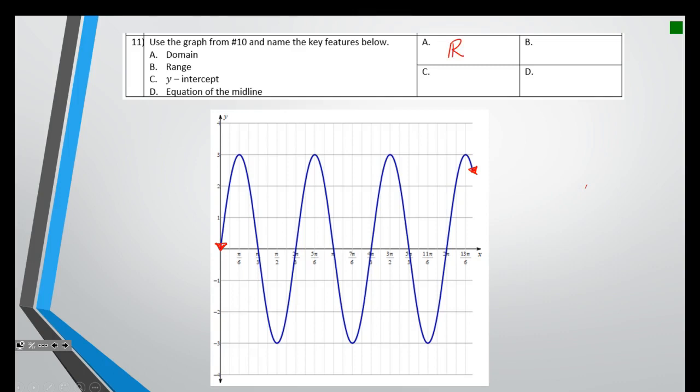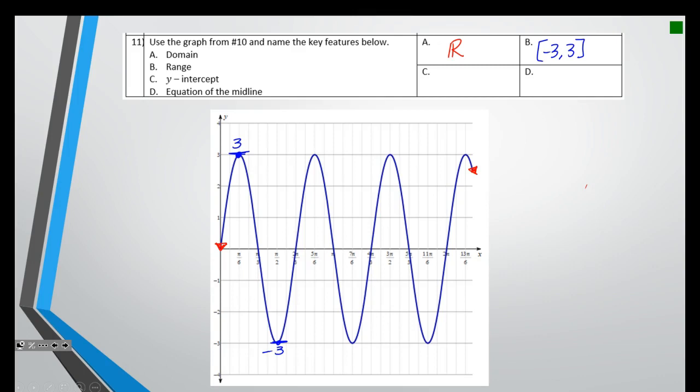The range of this graph is talking about how high and low it goes. So if you look here, the highest point it gets is 3, and the lowest point that it ever gets is -3. So my range would be between -3 and +3. And I'm using square brackets because there are actually points here at those y values, so they are included in the range. This part C asks us for the y-intercept.